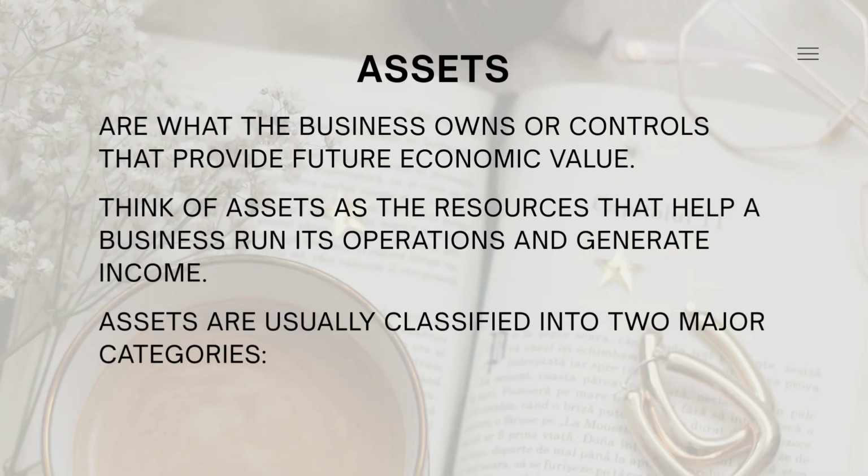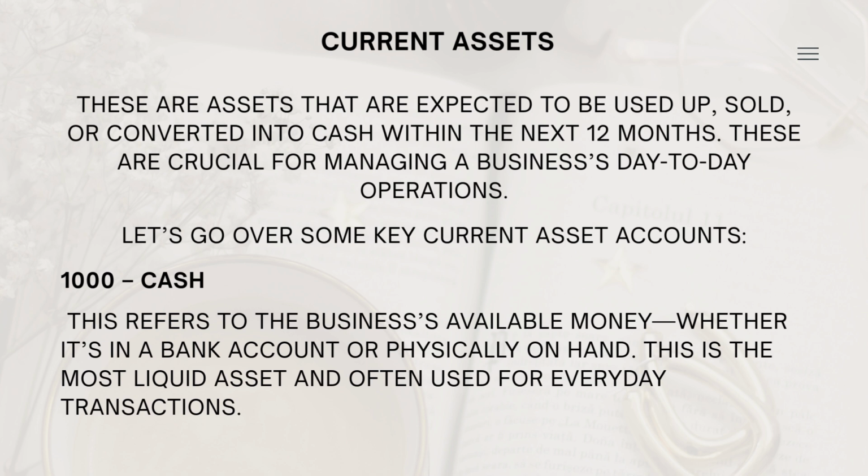Assets are what the business owns or controls that provide future economic value. Think of assets as the resources that help a business run its operations and generate income. Assets are usually classified into two major categories. First, current assets. These are assets that are expected to be used up, sold, or converted into cash within the next 12 months. These are crucial for managing a business's day-to-day operations.